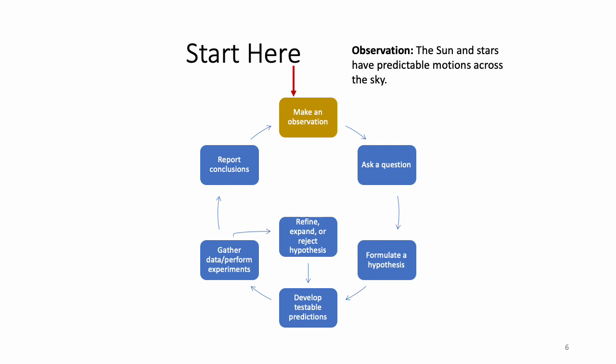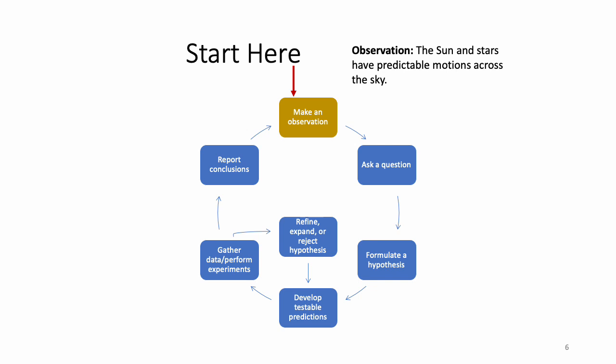So we'll start as if we are in Greek antiquity, looking at the night sky and making an observation. And our observation is that the sun and stars have predictable motions across the sky. So night after night, we are observing where the stars are at, maybe with noticeable constellations. We go out during the day and we also see where the sun is at.